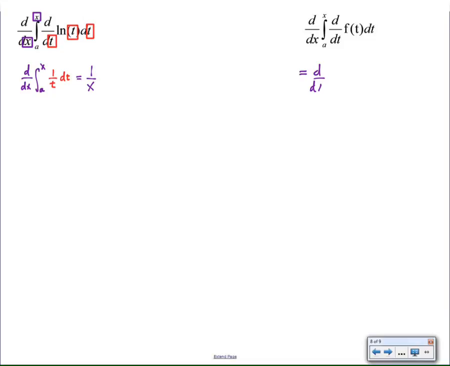Over here, we have the derivative with respect to t of f of t, which is basically a generalization of what we said over here. Notice that in this case we had the derivative of the natural log, which is 1 over t, and then we substitute in for x, we get 1 over x here. The derivative of f of x is f prime of x, and then we do the substitution.